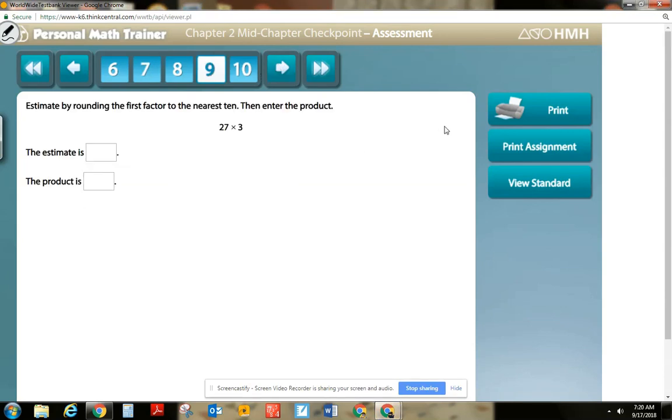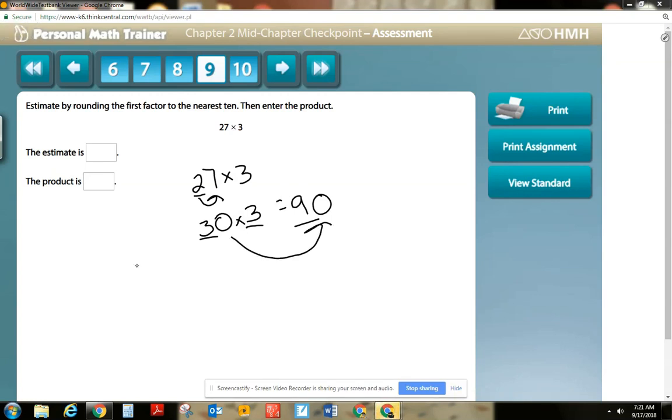number 9, same type of problem. So first we need to estimate by rounding to the nearest 10. So I have 27 times 3 to the nearest 10. I look to the right. I raise the score of the underlying number. 3 times 3 is 9. So 0. Now let's break it up. Now we have to find the exact. Right? My estimate was 90.